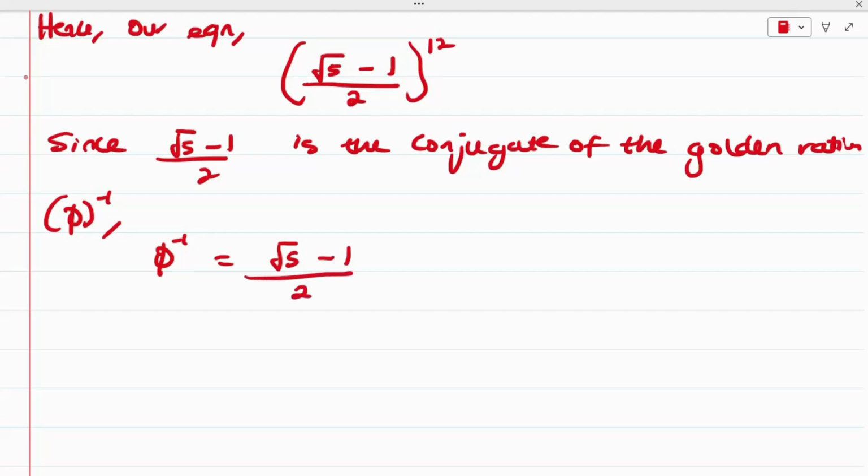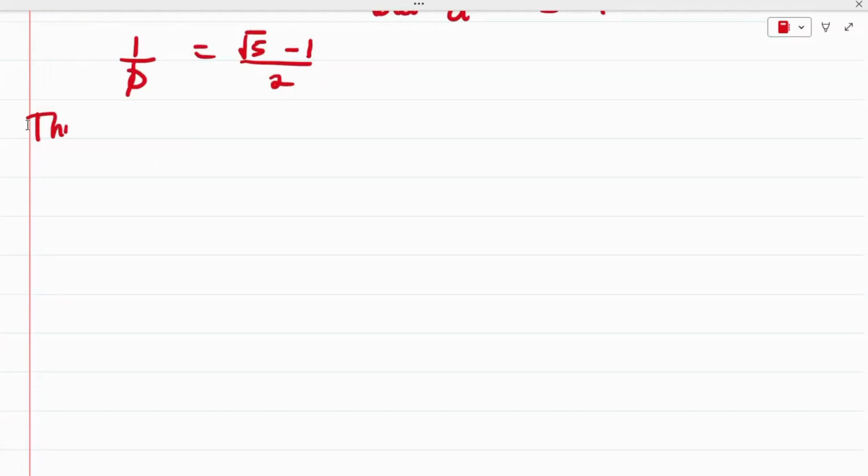2. But we know that if we have a raised to the power of negative 1, this is equal to what? 1 over a, right? So this can be expressed as 1 over 5, which is equals to the root of 5 minus 1 divide what? 2. Thus, we can easily rewrite our expression to be 1 over 5 all raised to the power of what? 12, because 1 over 5 is equals to the root of 5 minus 1 divide 2. So this becomes our new expression.